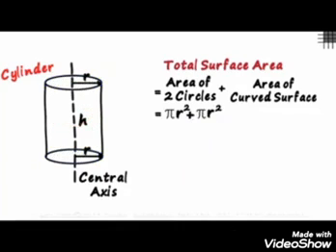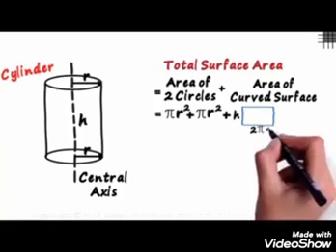This is interesting. The curved surface when opened up will look like a rectangle. And what will be the length and the breadth of this rectangle? The breadth is easy. It will be the height of the cylinder. But what about the length? Yes, the length of the rectangle will be the circumference of the circle. It will be 2 pi r.